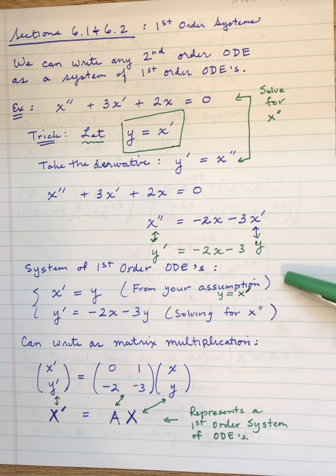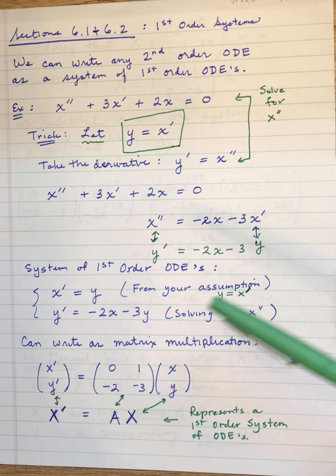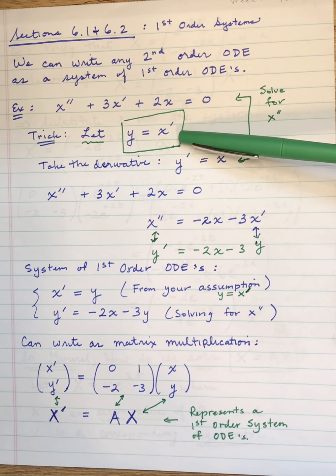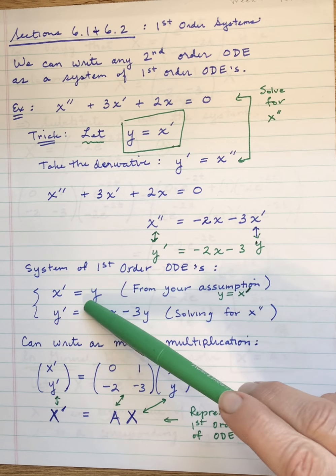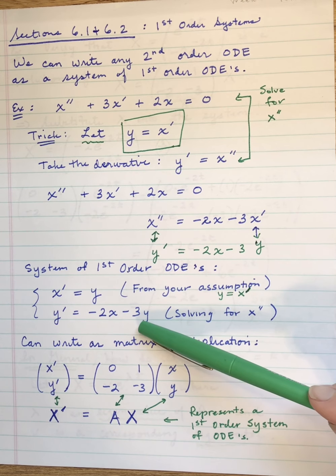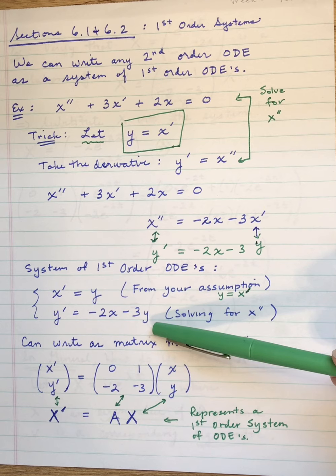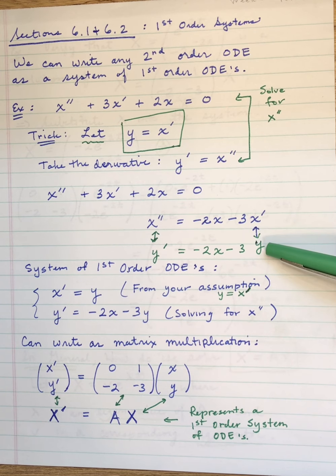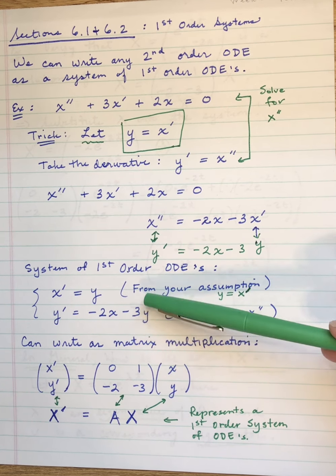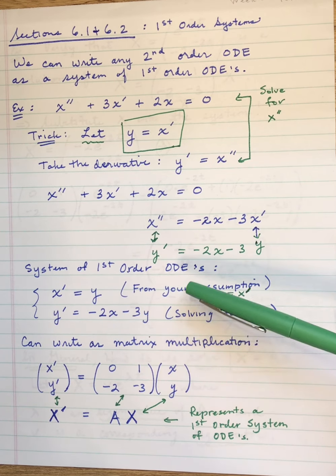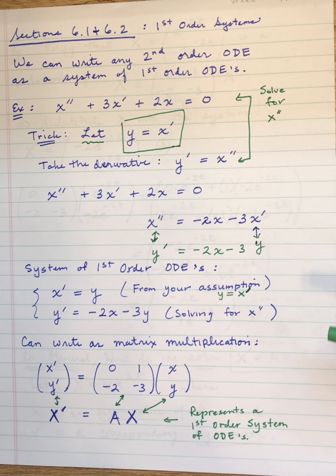So we now have the system of first order differential equations. The first equation comes from your assumption that y equals x prime. We've just rewritten it as x prime equals y. And then the second equation comes from solving this differential equation for x double prime and making the appropriate substitution. So we just put this equation there, and this is your system of differential equations. Notice they're first order. Your unknowns are x and y, and so when we solve this, we're going to be solving for x and y.